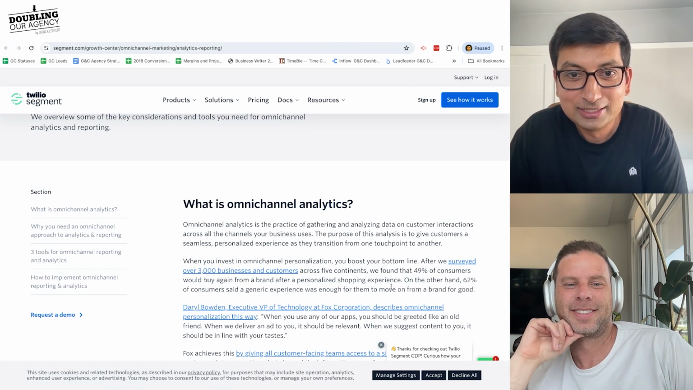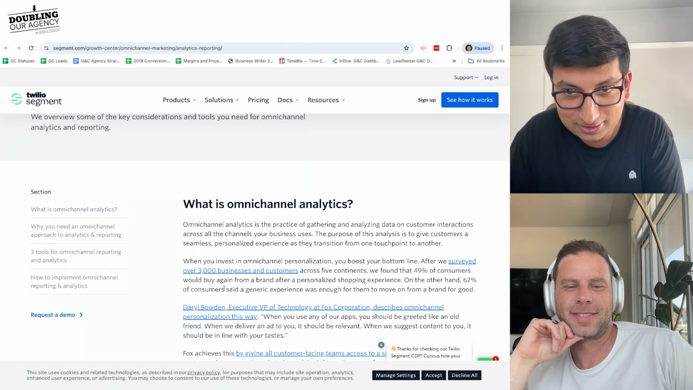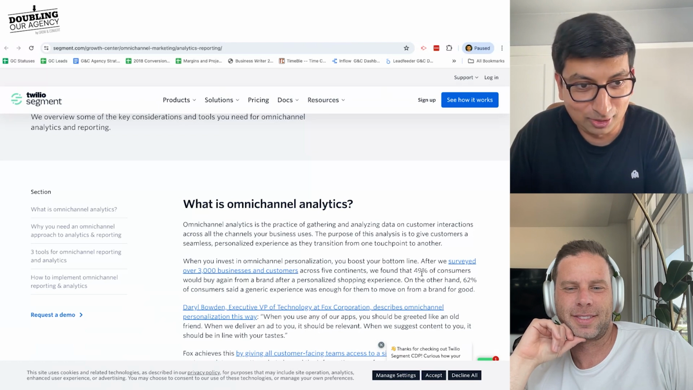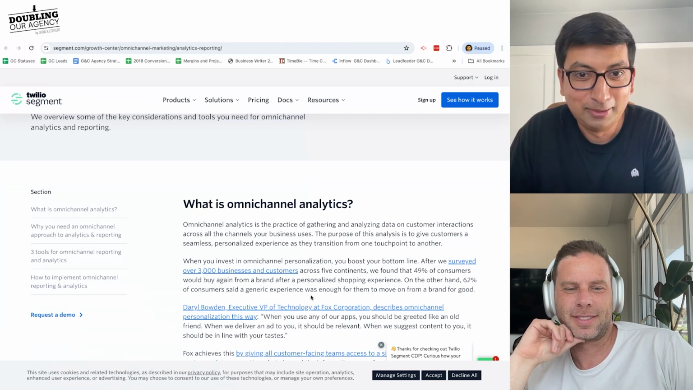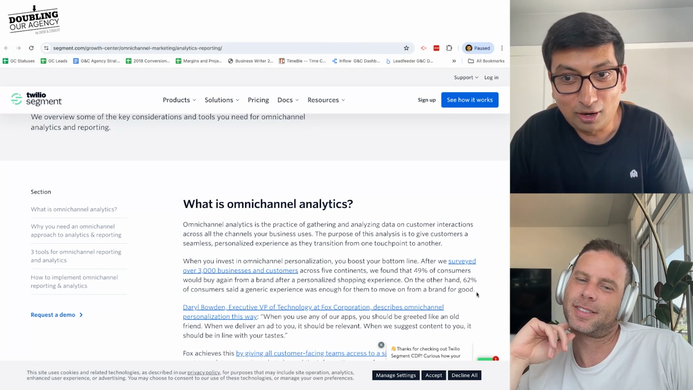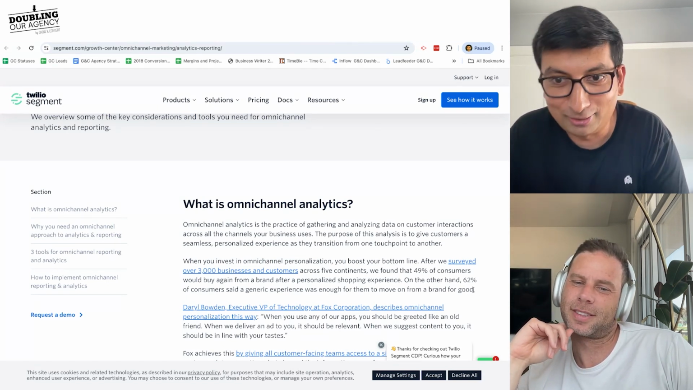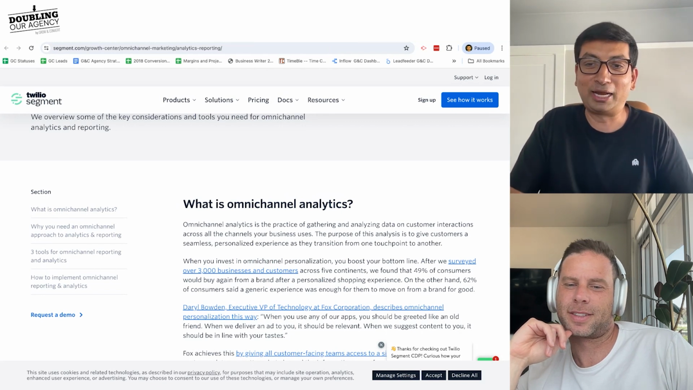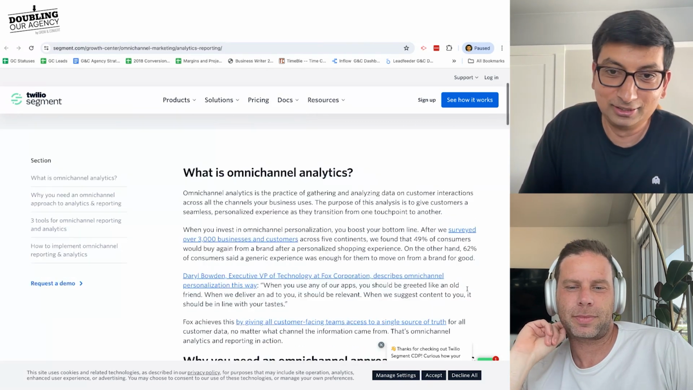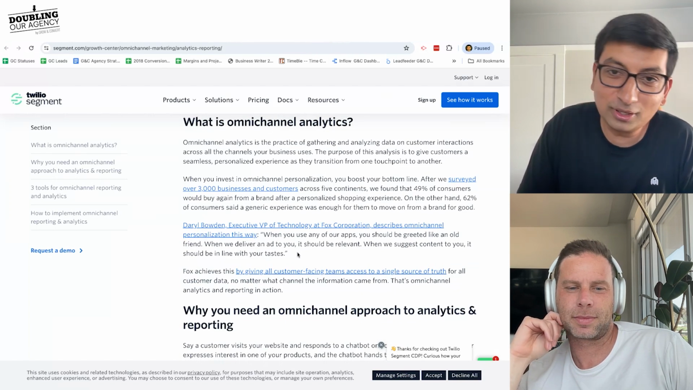On the other hand, 62% of consumers, which, by the way, 62 and 49 don't add up to 100, they add up to greater than 100, but we'll leave that aside. 62% of consumers said a generic experience was enough for them to move on from a brand for good. So if it was generic, they would move on from a brand. And then they followed up with more generic stuff.